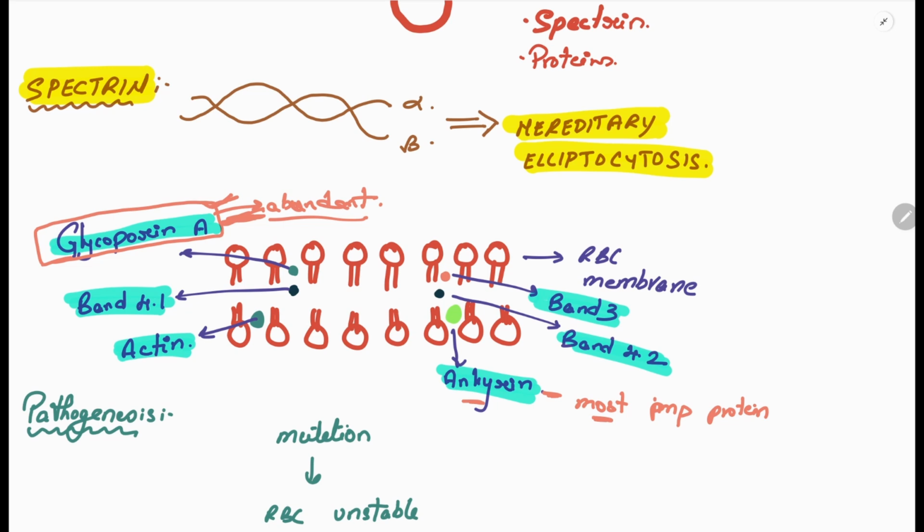And if spectrin is affected, then it is called hereditary elliptocytosis. So it produces more severe defects. Okay, so now let's go into the clinical features.